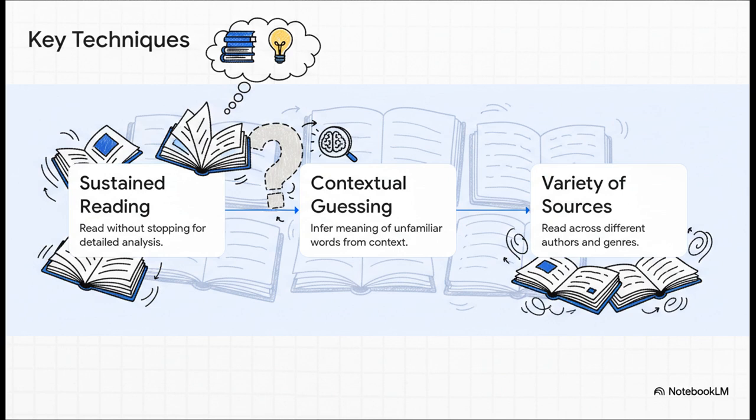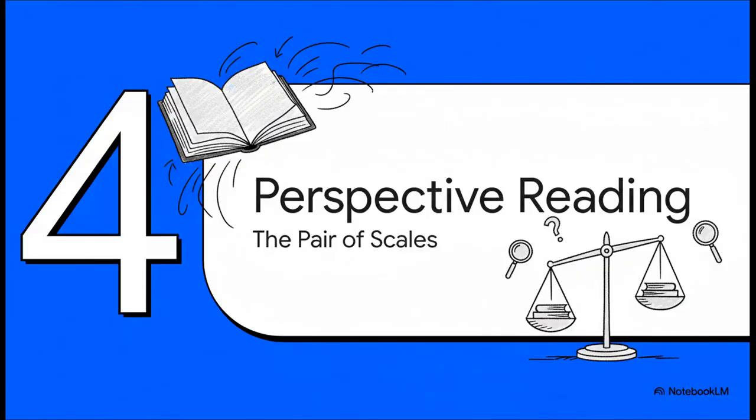And this is why reading a whole variety of sources is so important. It exposes you to different styles and viewpoints, and it builds a much richer, more complete picture in your mind. And finally, we've got our most advanced tool. This is perspective reading, or the pair of scales.